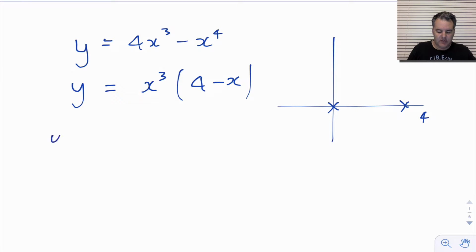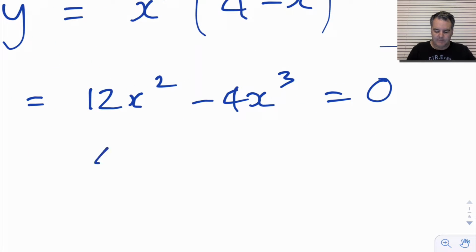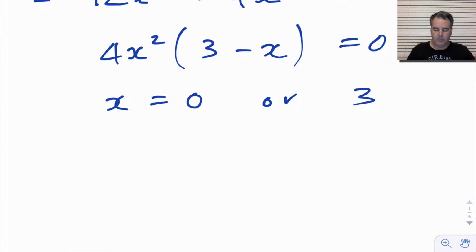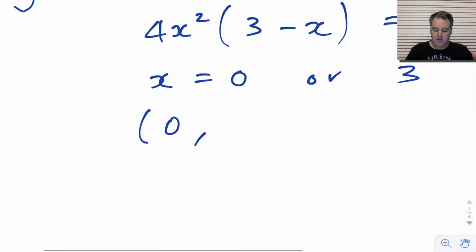So stationary values. y dash here is 12x squared minus 4x cubed. And of course the stationary values are when that is equal to 0, right? So common factor, 4x squared (3 minus x) equals 0. So therefore, we've got two stationary values, x equals 0 or 3.